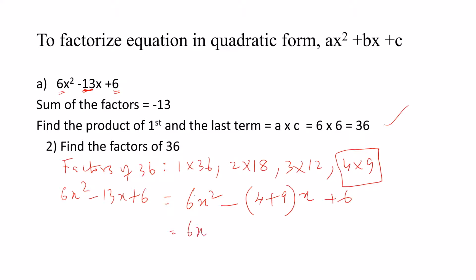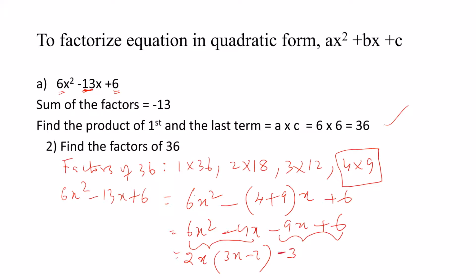Now 6x square, we can open the bracket, minus 4 into x, minus 4x, minus 9 into x, that is minus 9x plus 6. Now what is the next step? We have to find out the common factor from the first two terms. So I can take 2x as a common factor, so that I will get 3x minus 2. Again, from the next two terms, we can take 3 as the common factor. And if I take minus outside, then I will get 3x minus 2. Why? Because minus 3 is already taken outside the bracket. So minus 3 into minus 2 will give you plus 6.